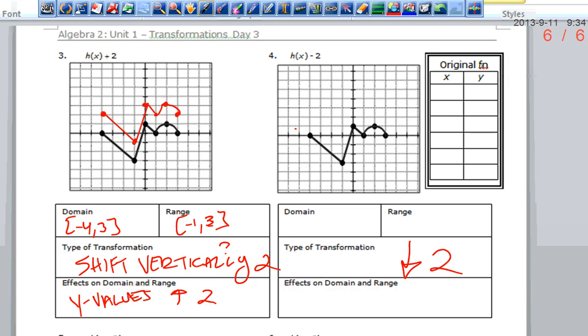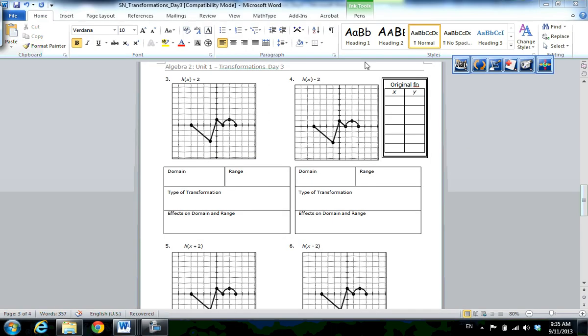Sorry. Oh, this was just taking the original function. We don't need to worry about that, because the original function's on the back.